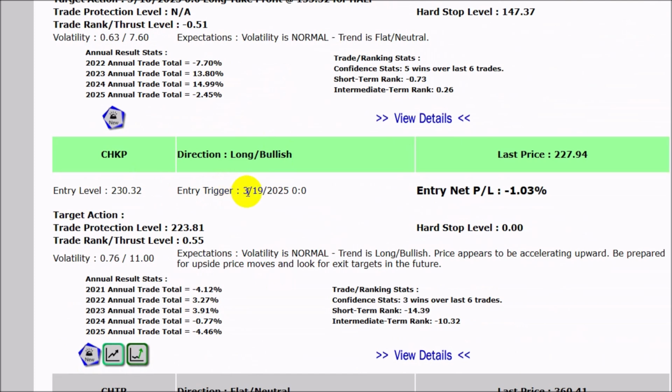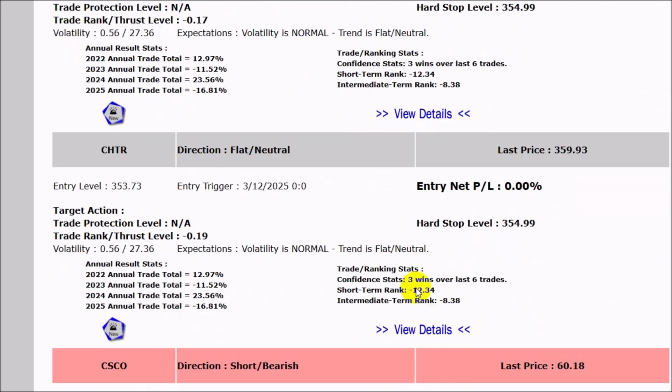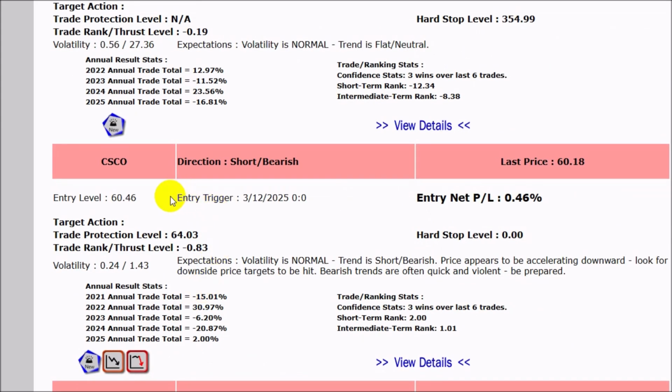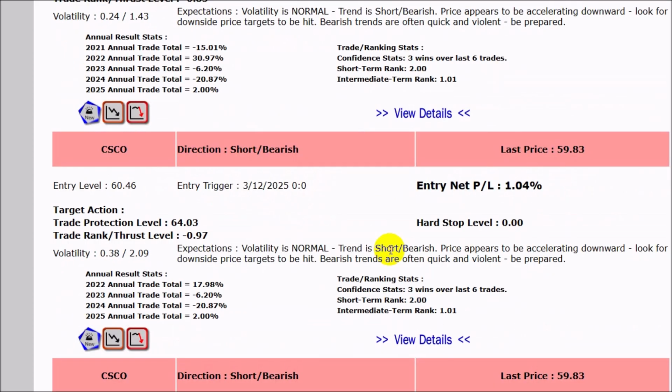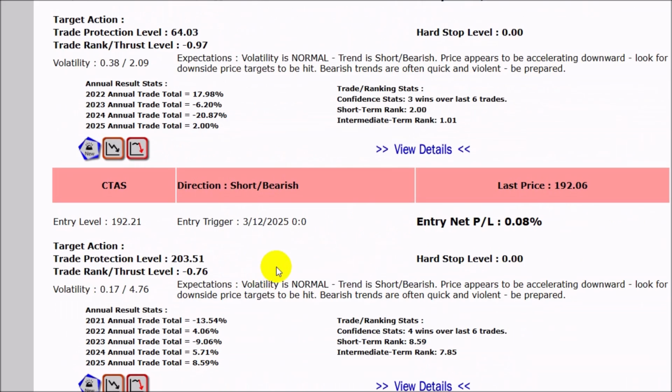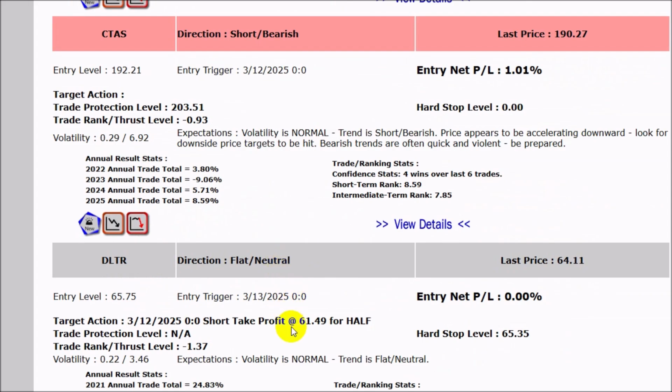CHKP, Chesapeake, 319, off 1%. Cisco from 312, up 0.46. CTAS from 312, up 0.08. Now, we've been moving kind of sideways, so not going to have a whole bunch of big numbers here.